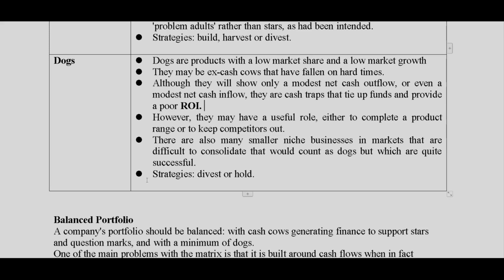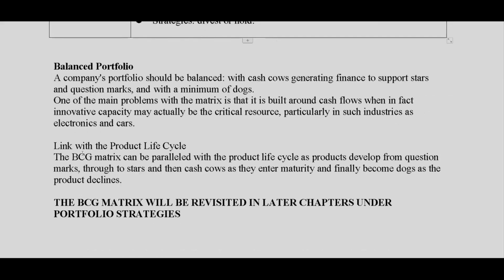Okay, so this is a BCG matrix, but one thing you should know is that for the BCG matrix, most of the time, a company's portfolio should be balanced. So with cash cows generating finance to support stars and question marks and with a minimum of dogs. One of the main problems with the matrix is that it is built around cash flows when in fact, innovative capacity may actually be the critical resource, particularly in industries such as electronics and cars.